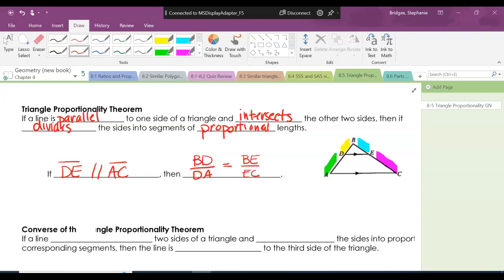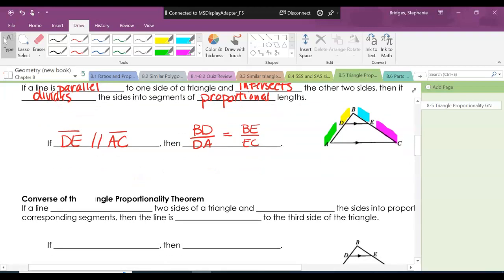And then for some reason it missed some words here where that little blank is. That says the converse of the triangle proportionality theorem, if you want to fill that in. I don't know why it cut off words there. But basically, if I say this backwards, it's the same.